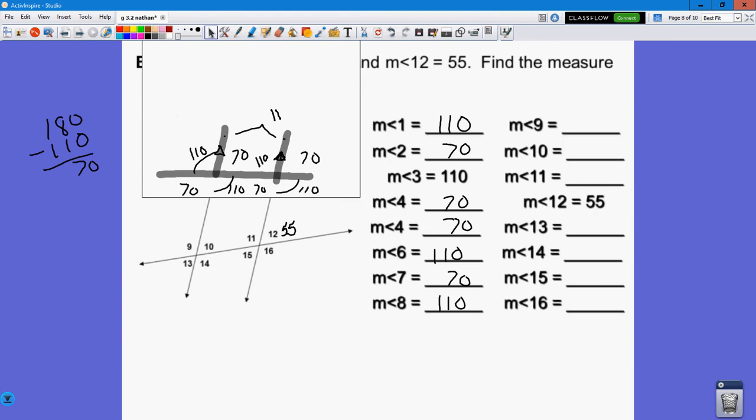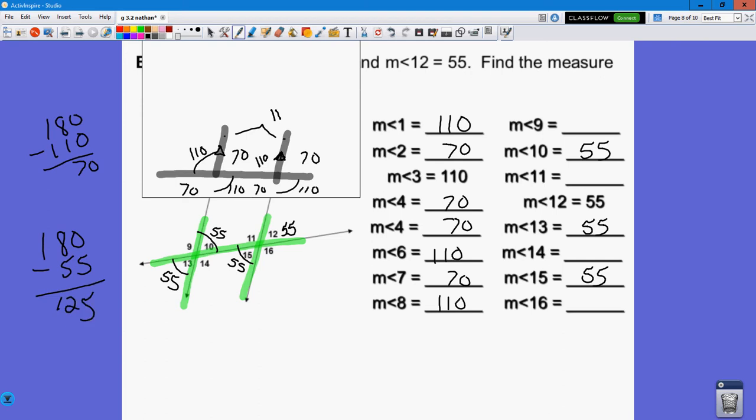Forget about what's up here. Only focus on the part that's down here. This is my two parallel lines, and this is my transversal. So what other angles are going to be 55 degrees? Angle 15 is going to be 55. Angle 10 is going to be 55. And angle 13 is going to be 55. So 10, 13, and 15. And how would I find the other ones? 180 minus 55. So all the remaining angles are going to be 125 degrees.